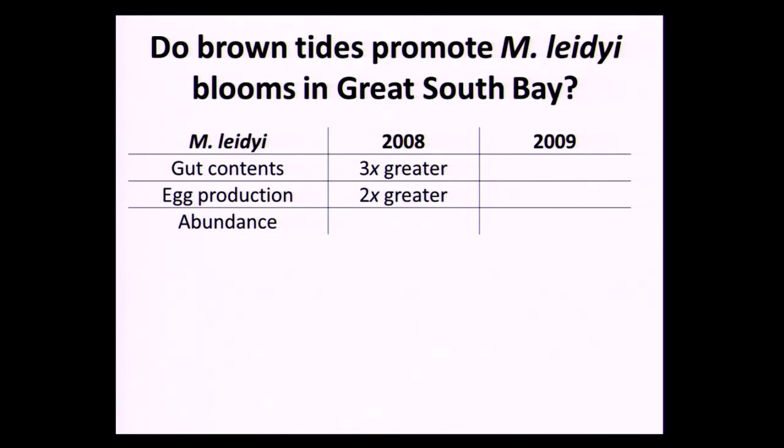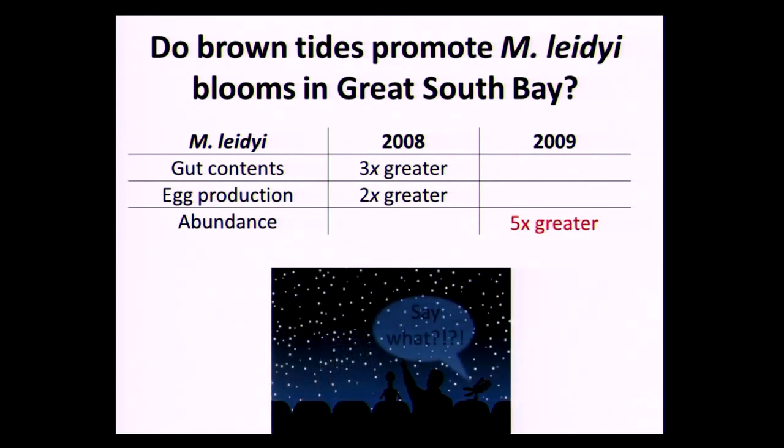Got that? So my question was, now I'm thinking, all right, now it's sexy, right? Jellyfish are taking over the world, brown tides are occurring more and more, right? Do brown tides promote ctenophore blooms in Great South Bay? We saw that my ctenophores were 3 times greater in terms of gut content in 2008 when I had the bloom. They were producing twice as many eggs in 2008, right? So do brown tides cause ctenophore blooms? Well, no. My abundance of ctenophores was 5 times greater in 2009, right? Say what? What is going on here?